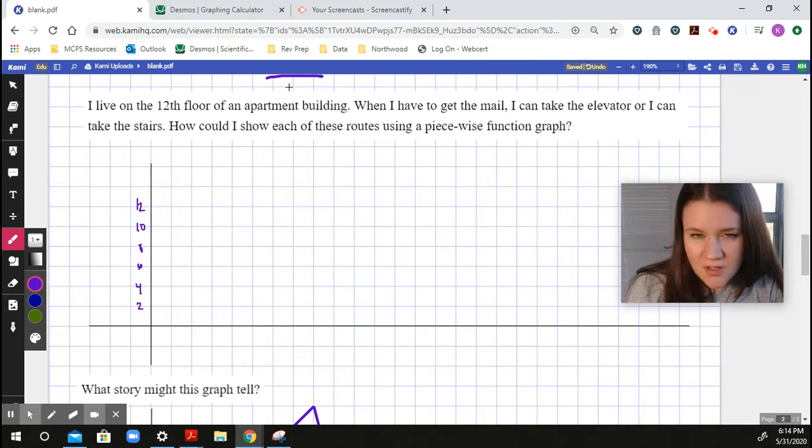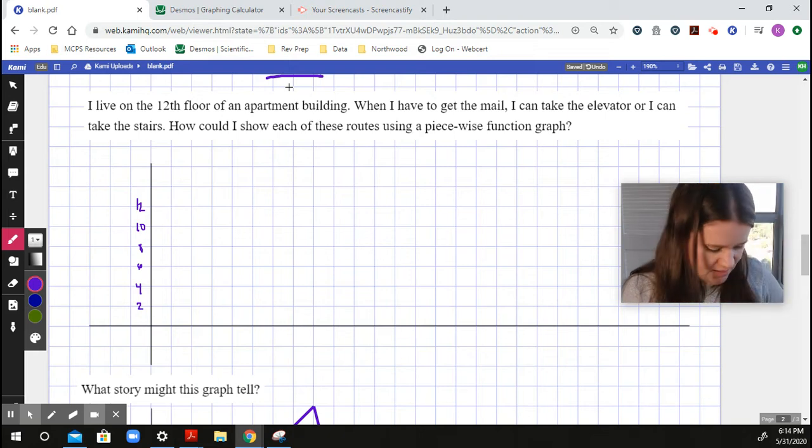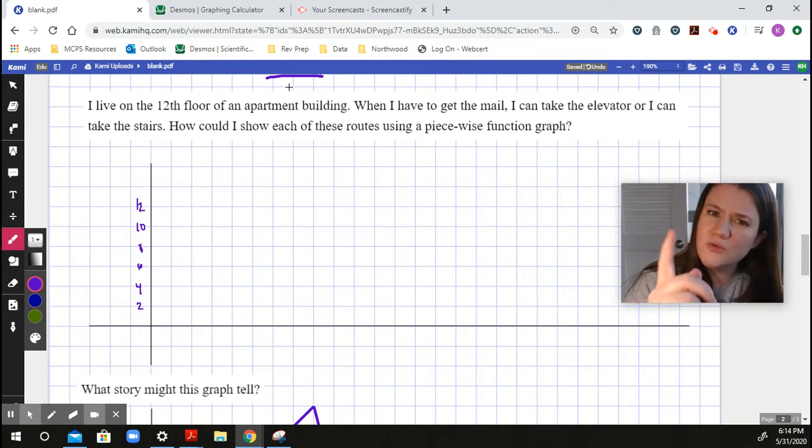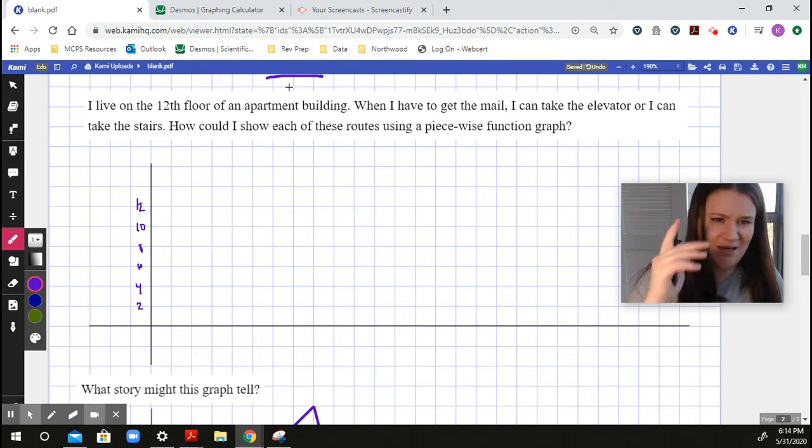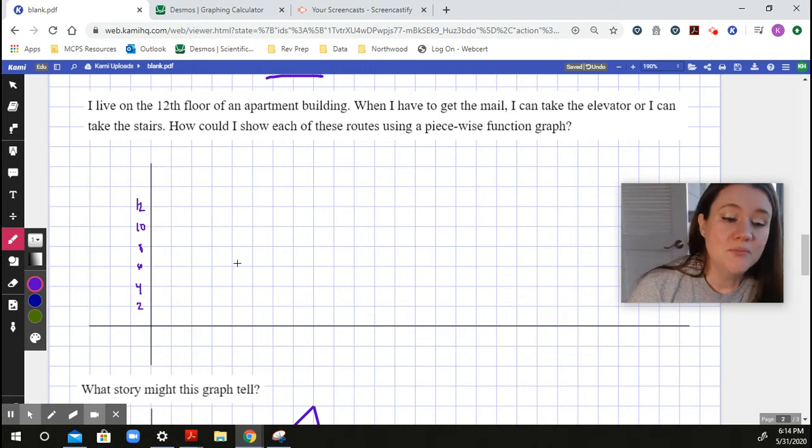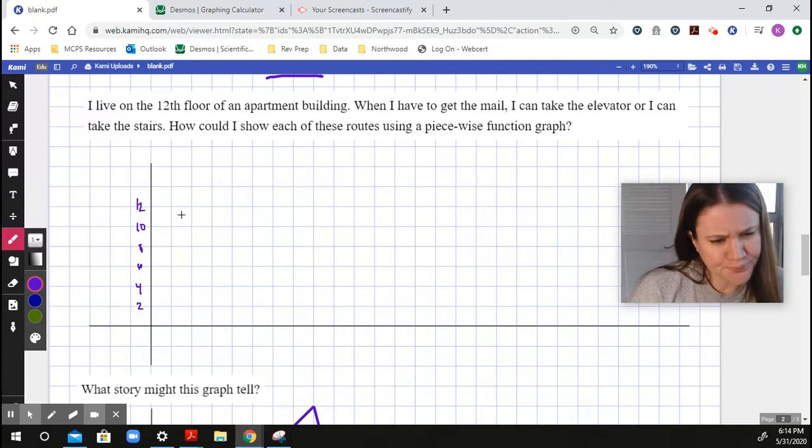The first graph, I'm going to think about the elevator. If I'm feeling a little bit lazy, which I don't do as often anymore. Now that I'm stuck in my apartment, I do take the stairs from time to time. But let's just think about old time. I used to leave my apartment. Maybe it would take me like 2 minutes to get to the elevator.